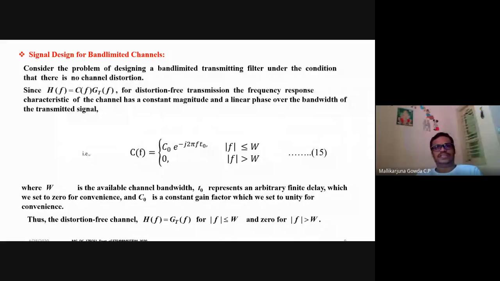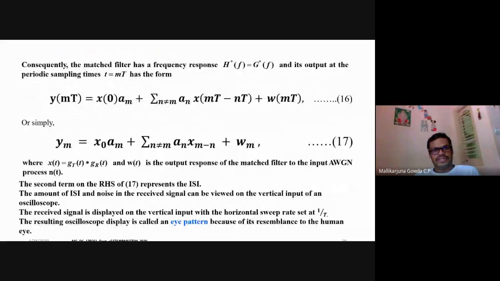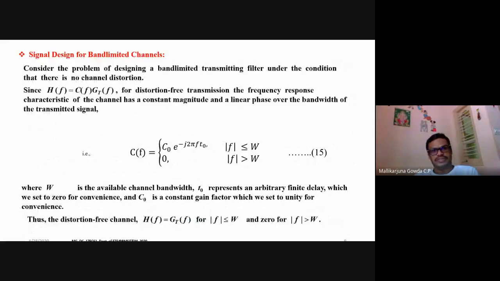So for distortion-free transmission, the frequency response characteristics of the channel have a constant magnitude and a linear phase over the bandwidth of the transmitted signal. If we say the channel is distortion free, the frequency response characteristics of the channel have a constant magnitude and a linear phase over the bandwidth of the transmitted signal.